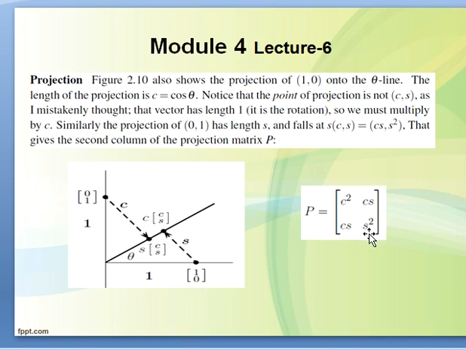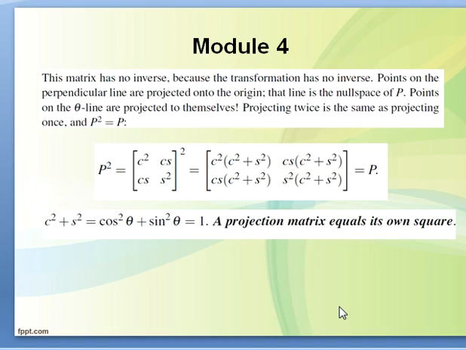So it is c s, s square. So it is the projection matrix. This projection matrix has no inverse. So the inverse of this one will not exist, because this transformation is not having the inverse.